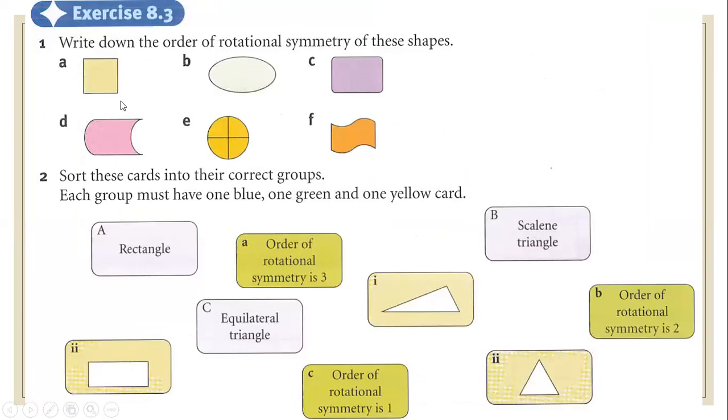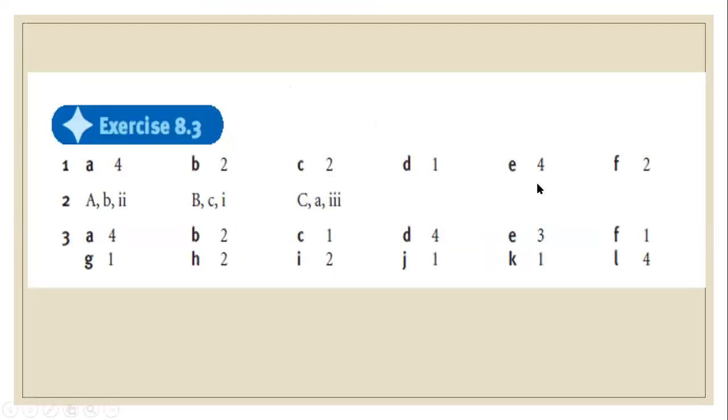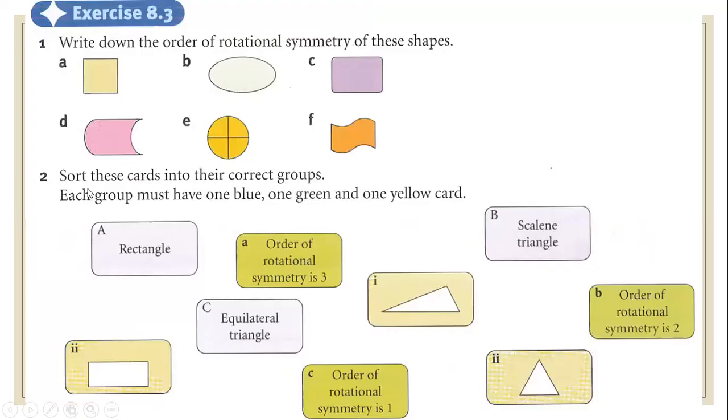Here is a square. How many orders of rotation? Four times. Why? Because if you turn this, its shape will remain the same. And this one will be two times: once up, then toward 180 degrees it's the same, and then 360. And this one is also two times. This one is one time. This one is four times. This one is two times as well. Let's check: two times, four times, one time, two, and four, as I told you before.